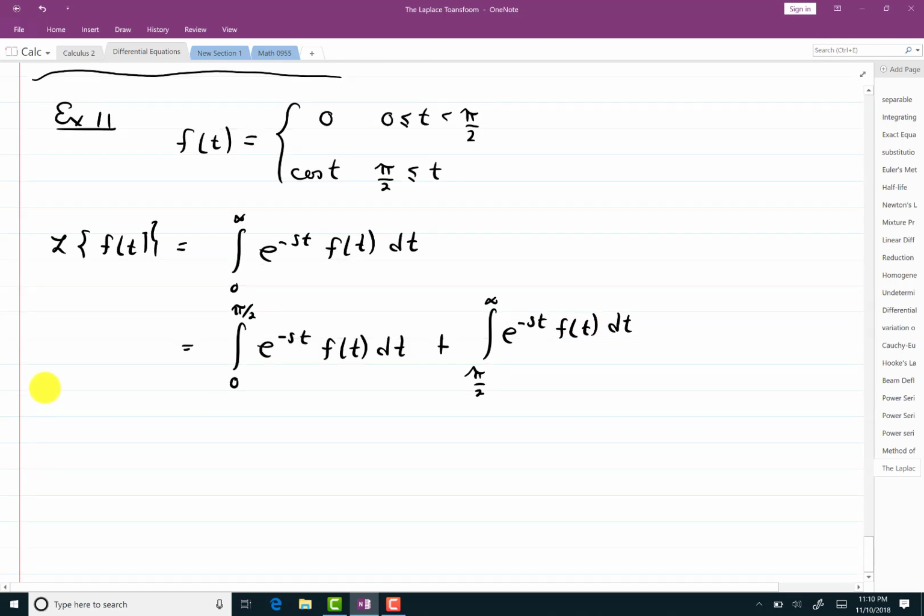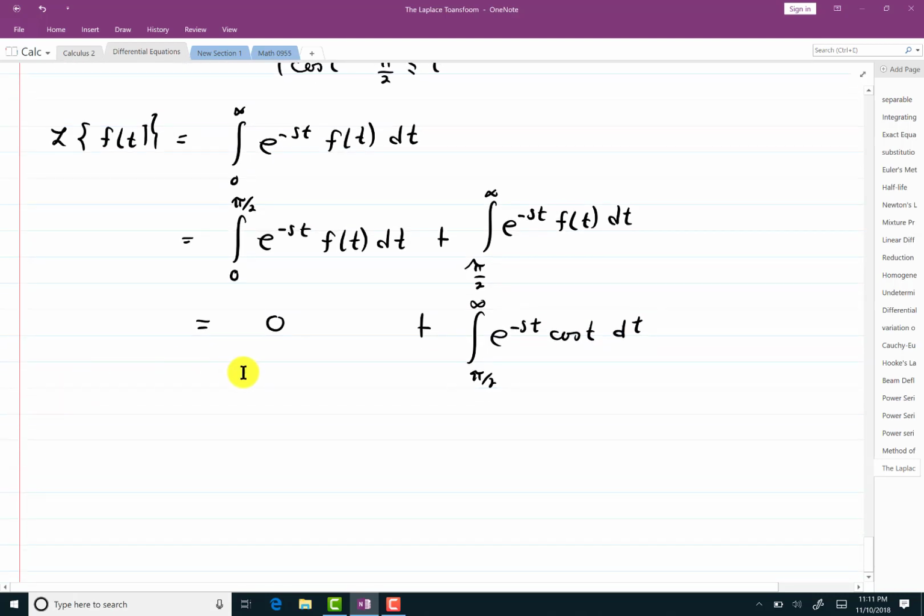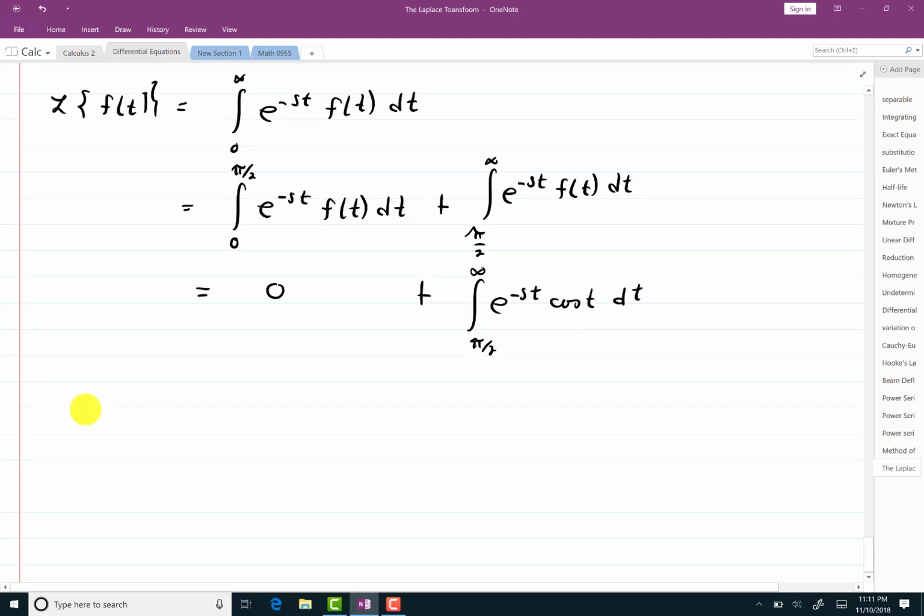So I can break it up from 0 to pi over 2 and then from pi over 2 to infinity. Well, for this piece, this is 0. On this piece here, when it's from pi over 2 to infinity, the function itself is cosine of t. Now from here, you can go ahead and use integration by parts on it. So let me write this for a second because I'll need it later on.